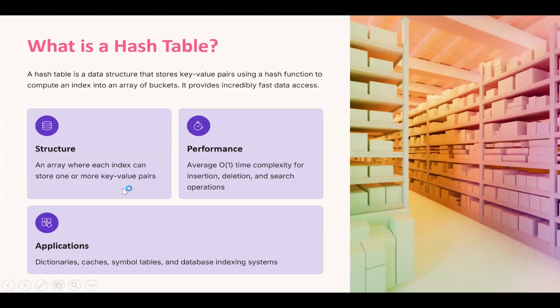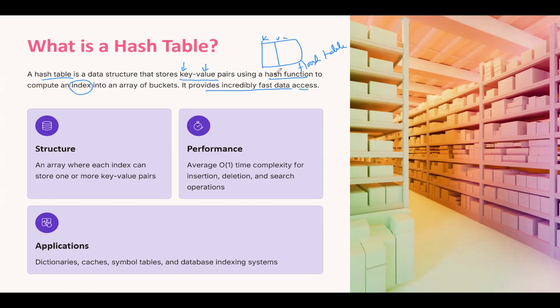Next, let us see what is a hash table. All the values which we have converted will be stored in the form of a hash table. A hash table is a data structure that stores key value pairs. So we'll have keys as well as values. Just now we saw a table where I have keys and values. This is called a hash table. It uses a hash function to compute the index. The index is computed using the hash function into an array of buckets. It provides incredibly fast access.